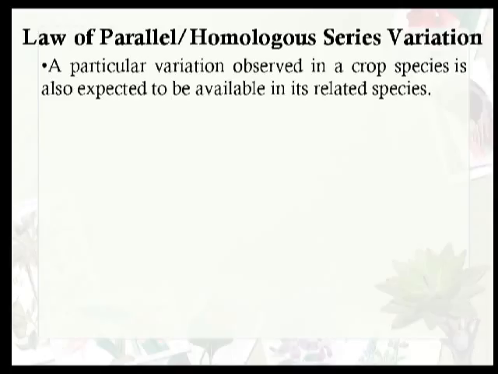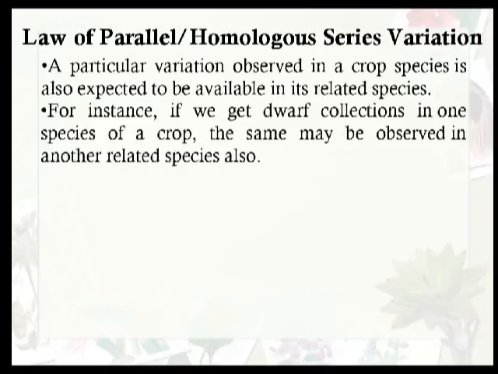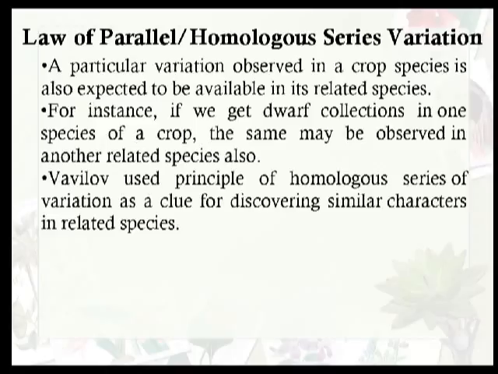Now, after studying Vavilovian mimicry, we'll study the law of homologous series variation, or law of parallel series of variation. Basically, a particular variation observed in a crop species is also expected to be available in its related species. For example, if we observe a dwarf variety in a particular species, it is also expected in its related species. So this is known as the law of parallel homologous series of variation. This principle was used by Vavilov as a clue for discovering similar characters in the related species.